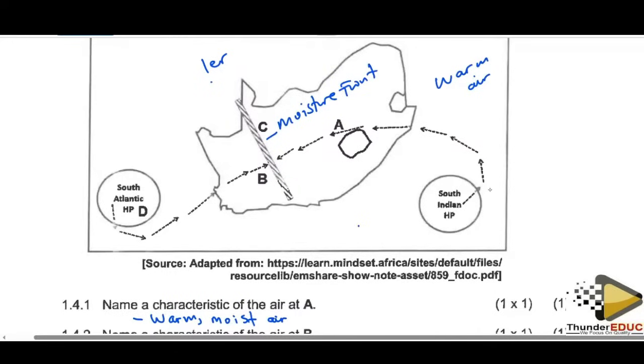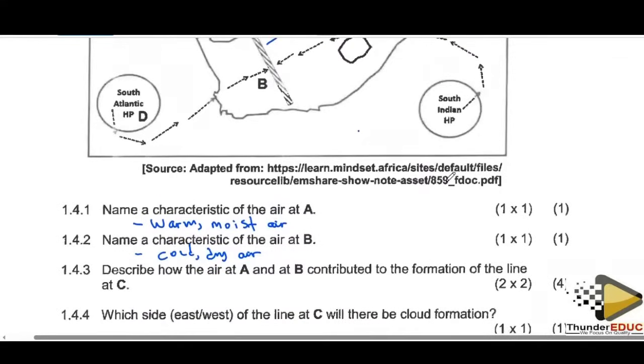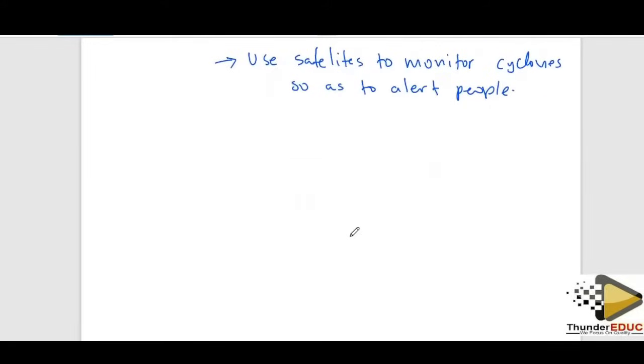So actually, they're asking how does it develop? But in this case, they're saying describe how the air at A and at B contributed to the formation of the line at C. The line at C is our moisture front. Let's go back to our blank page. Try to give some responses.